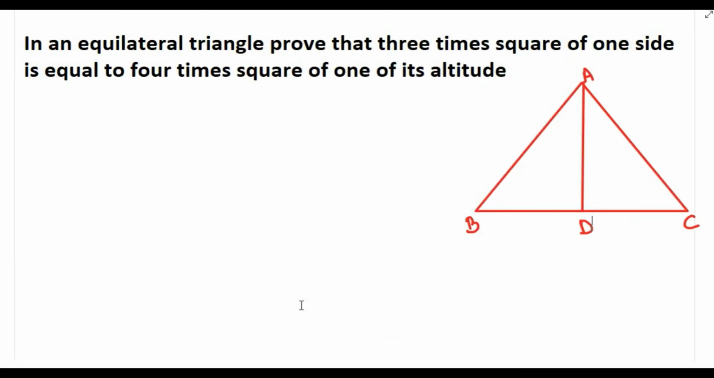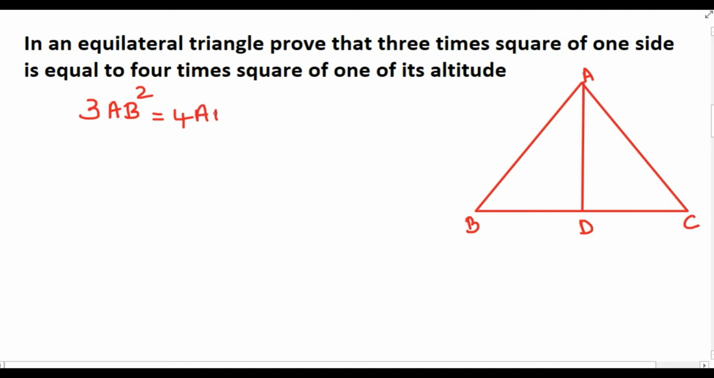So next question, in an equilateral triangle prove that 3 times square of one side is equal to 4 times square of one of its altitudes. So in an equilateral triangle, all the 3 sides are equal. We need to prove that 3 times square of one of the sides, I will take AB square, is equal to 4 times the square of its altitude. Altitude is AD. Now we need to prove this.